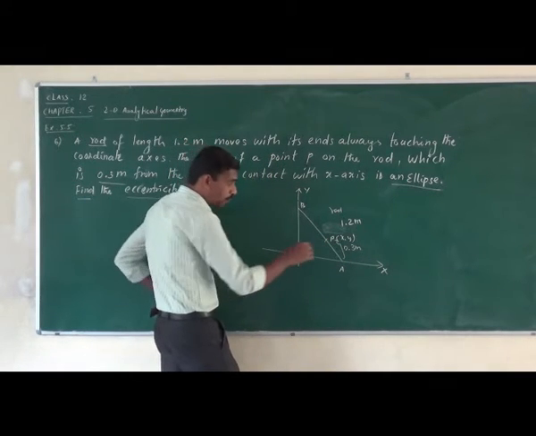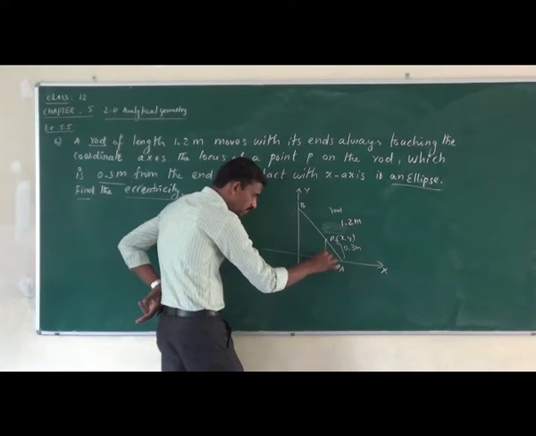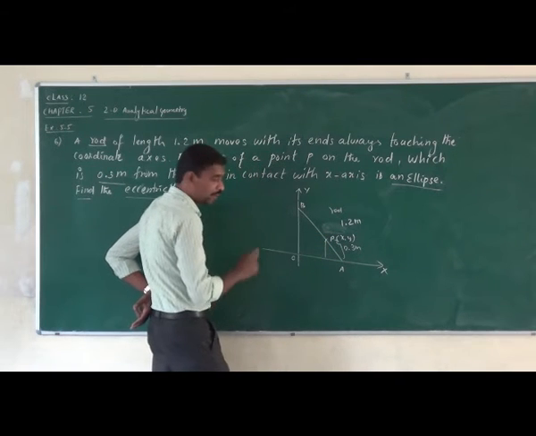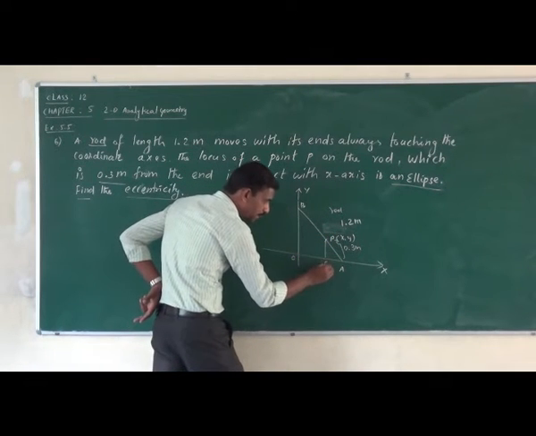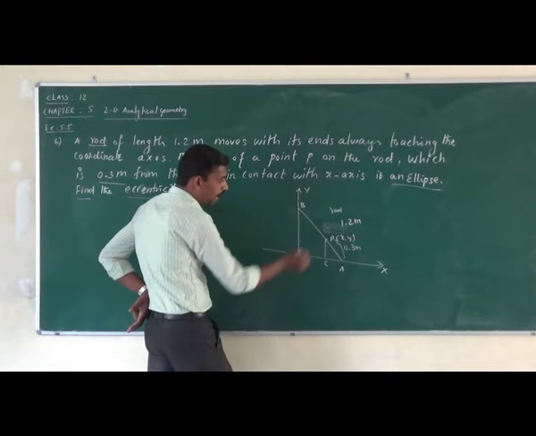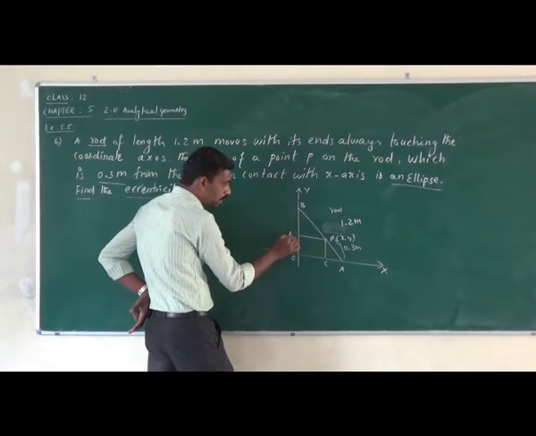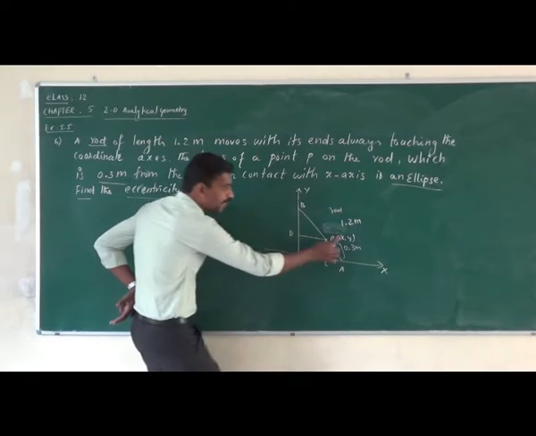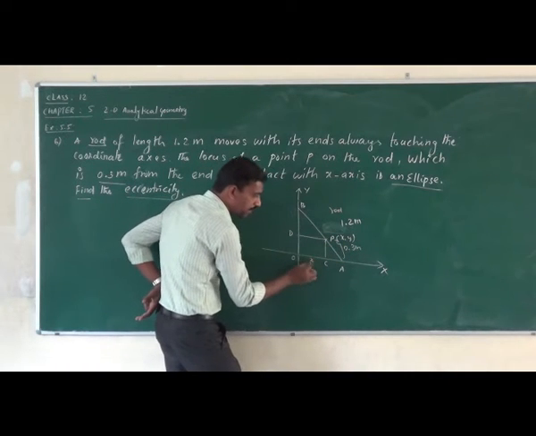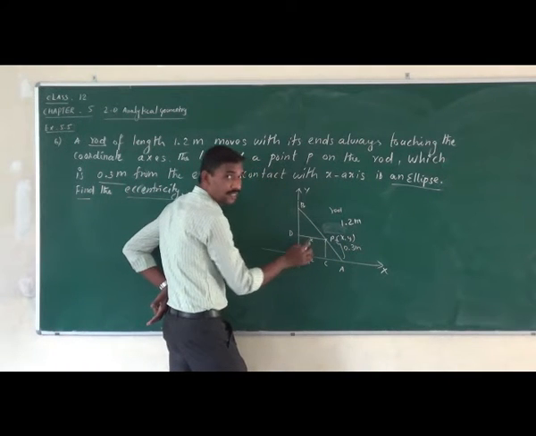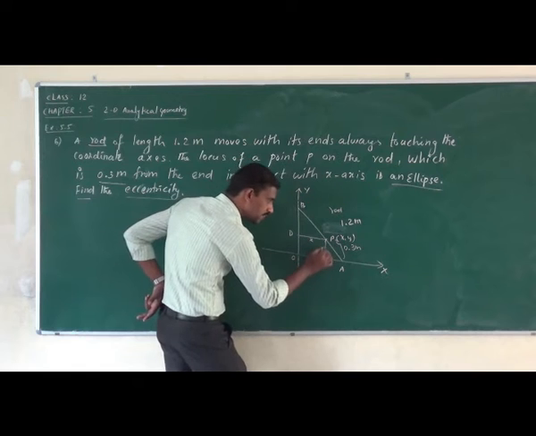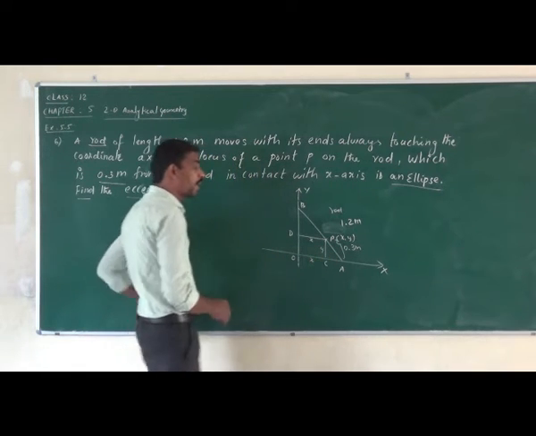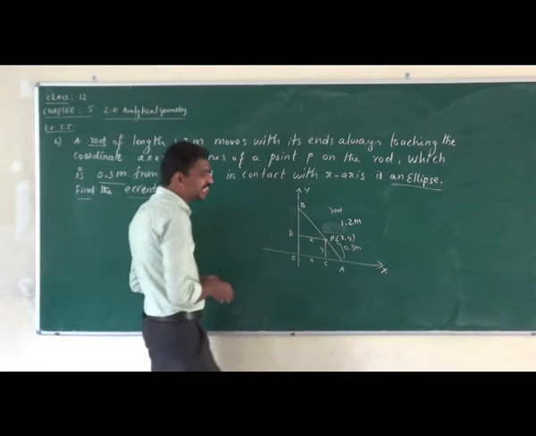Okay, now I want to draw perpendicular lines. This is the origin. I want to draw PC perpendicular to OA and PD perpendicular to OB. Right? So this is the point x and y now. This is horizontal distance x. In the same way, this is horizontal distance x. This is vertical distance y.